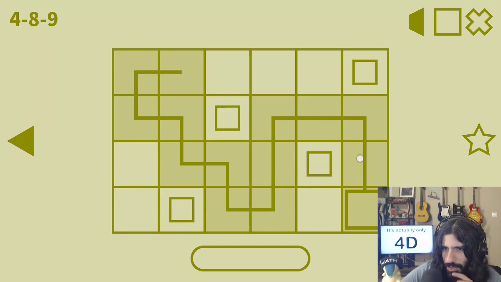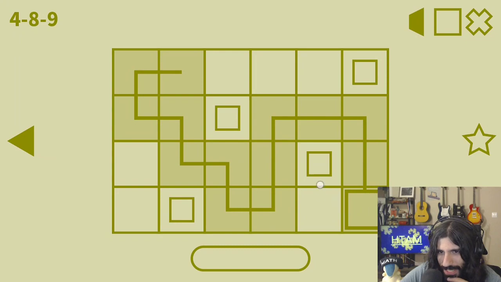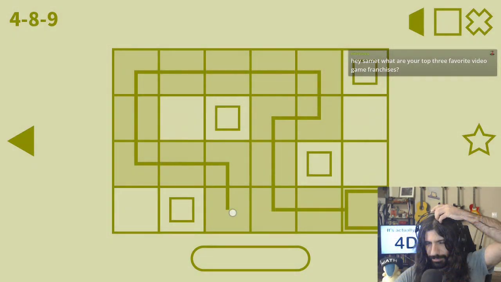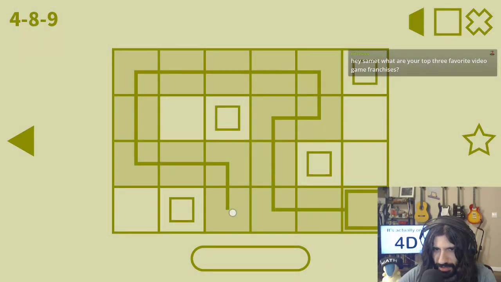Oh, it needs to not be rotated, right? Because this works if you could rotate this. Okay, so is there a way that I can adapt this to... Ah, this is kind of close, but not really.